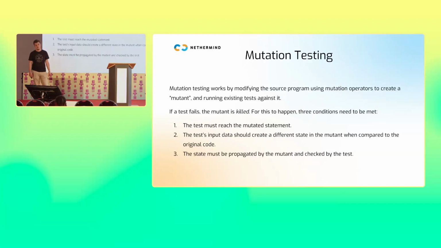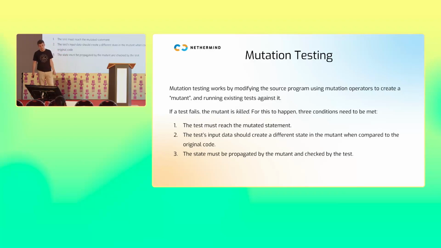So it works by modifying the source program using mutation operators, we'll get into those, to create a mutant piece of code or contract and then running our existing tests against it. If a test fails, it means this mutation is killed. And for this to be possible, though, we need 3 conditions to be met. The first one is that our test must reach the mutated statement, right? If our test doesn't reach it, we're not able to execute it.